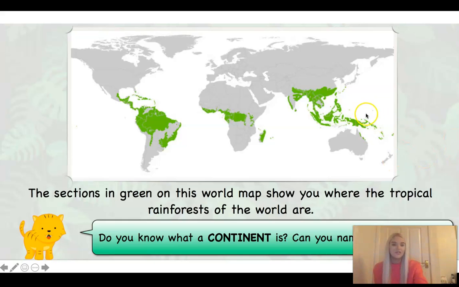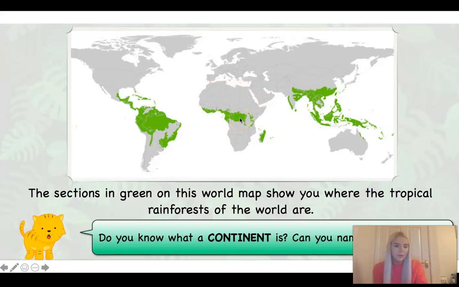Ah, good job. So you've spotted this huge area of green here, which does spread onto a bit of Australasia, but it's mainly located in Asia. So Asia is one of the continents where most tropical rainforests of the world are found. Well done. Can you find any others? What is this continent here? Because we can see more green here, but what is this continent?